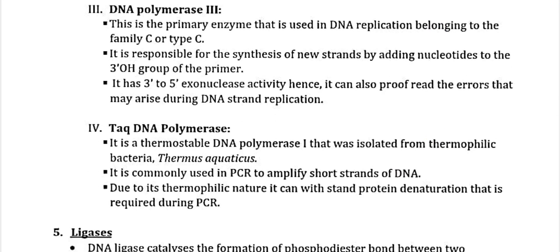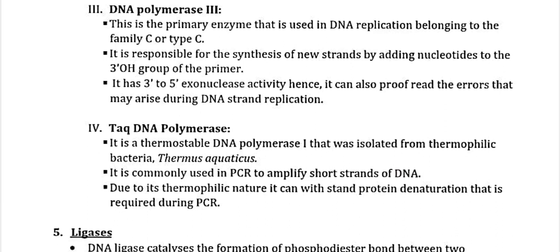Then DNA polymerase 3. This is the primary enzyme that is used in DNA replication, belonging to the family C or type C. It is responsible for the synthesis of new strands by adding nucleotides to the 3' OH group of the primer. It has 3' to 5' exonuclease activity, hence it can also proofread the errors that may arise during DNA strand replication.